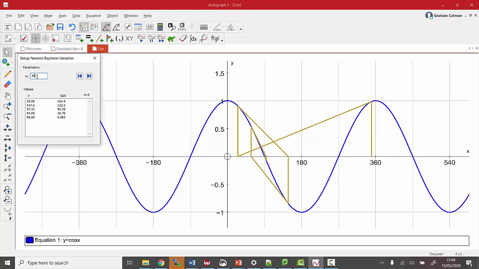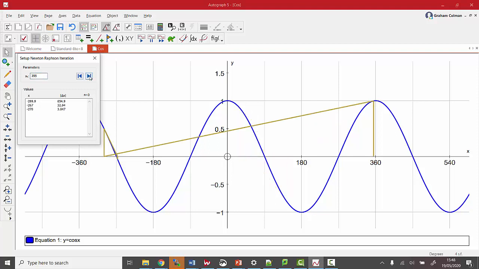I guess it would be possible if we changed our starting value to 255, we can probably zoom in on the -270, as we have done there. You can imagine, and it'd be a very good illustration, what's going to happen if we start at 360. Well, the tangent is going to be horizontal, it will diverge, as we expected.